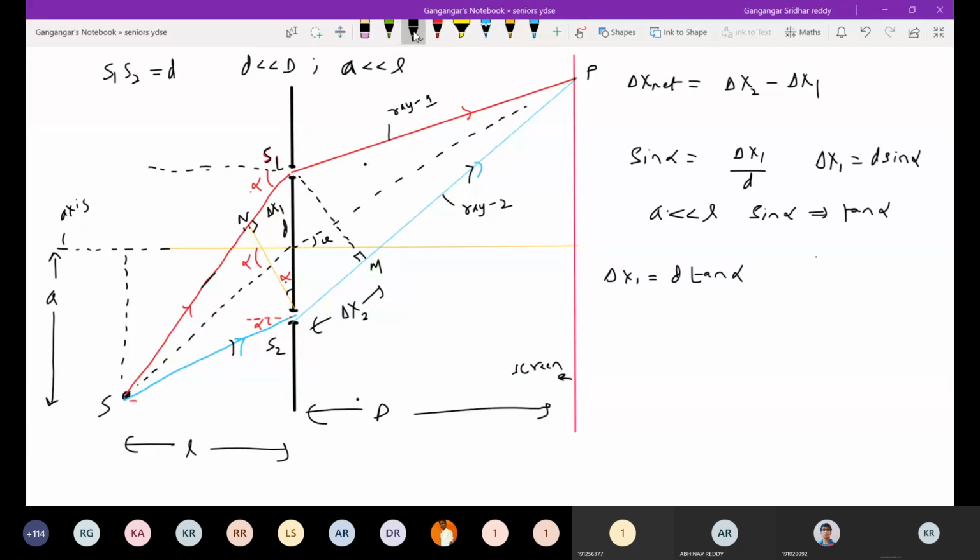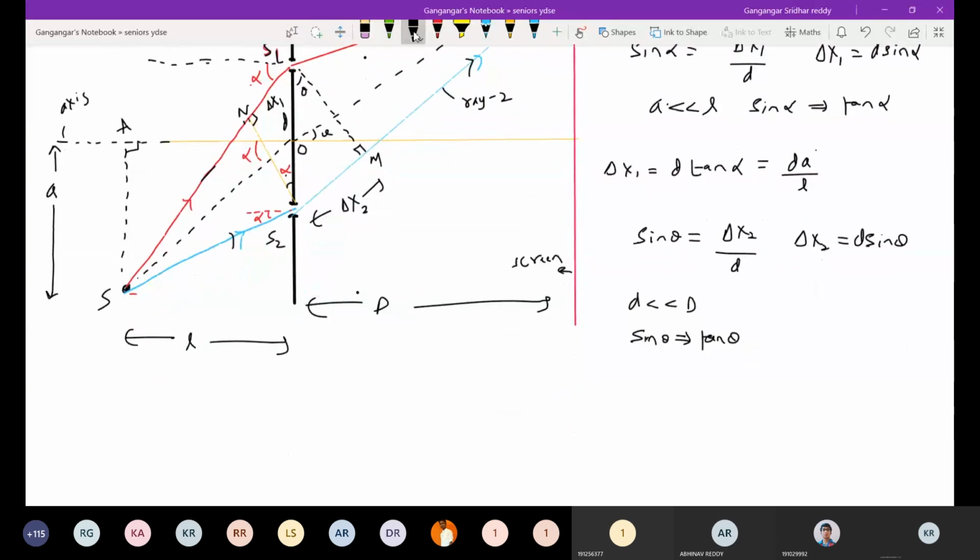Now look at this triangle. Let me call this point O, and take this A. From the triangle OAS, what is tan alpha? You can write it as A by N. And what is delta x2? This angle will be theta, no? So sine theta equals delta x2 by d. The condition is d very much less than D, so sine theta will become tan theta. So delta x2 equals d tan theta, or dy by capital D.